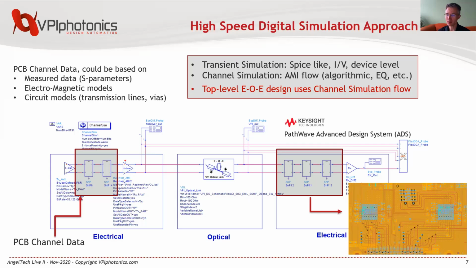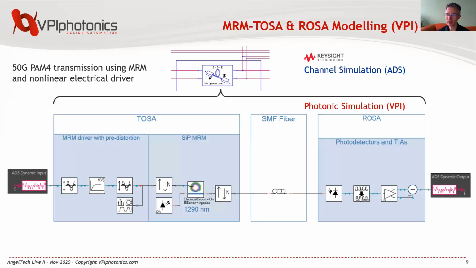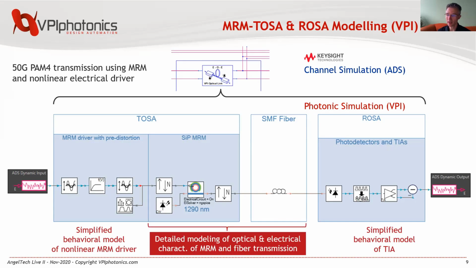In between these electrical transmitter and receiver parts, we have the optical link. And in this case, we simulate this optical link using our photonic simulation VPI environment. We will read in on the left-hand side data from ADS, and at the end, give it back to the ADS environment. Here on the TOSA and ROSA side, we have simplified or behavioral models for the nonlinear microring modulator driver and for the transimpedance amplifier at the receiver side. And we perform detailed modeling of the optical and electrical characterizations of this microring modulator and the fiber transmission part. So in the following, I will focus on this MRM here.